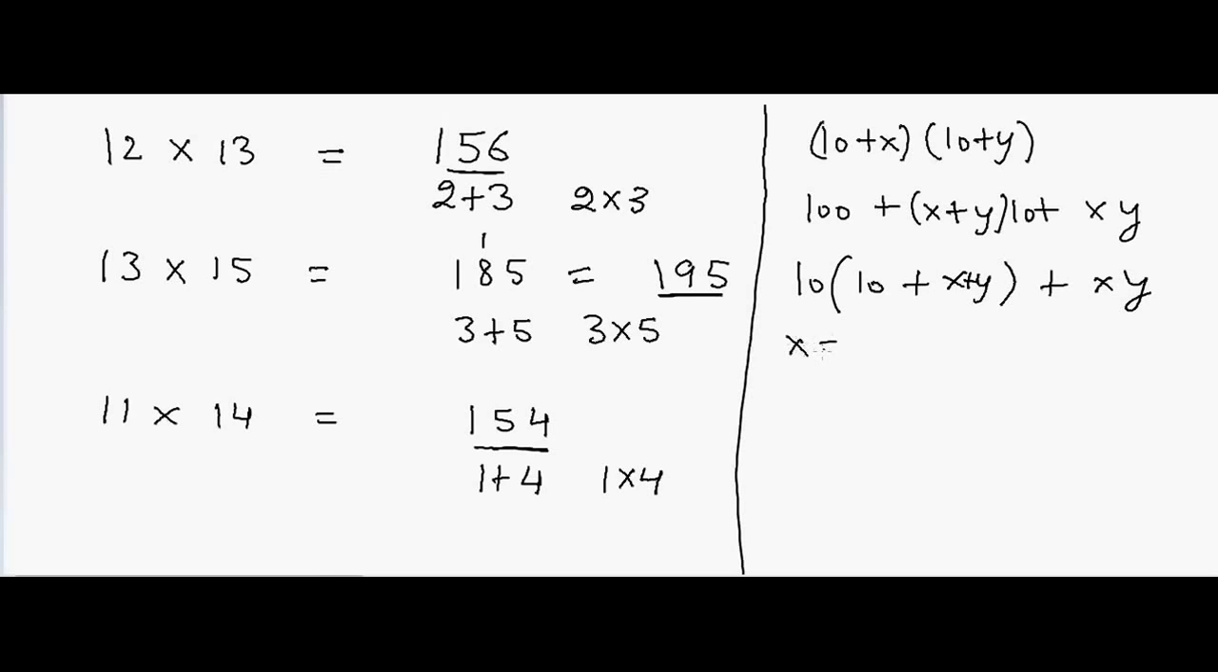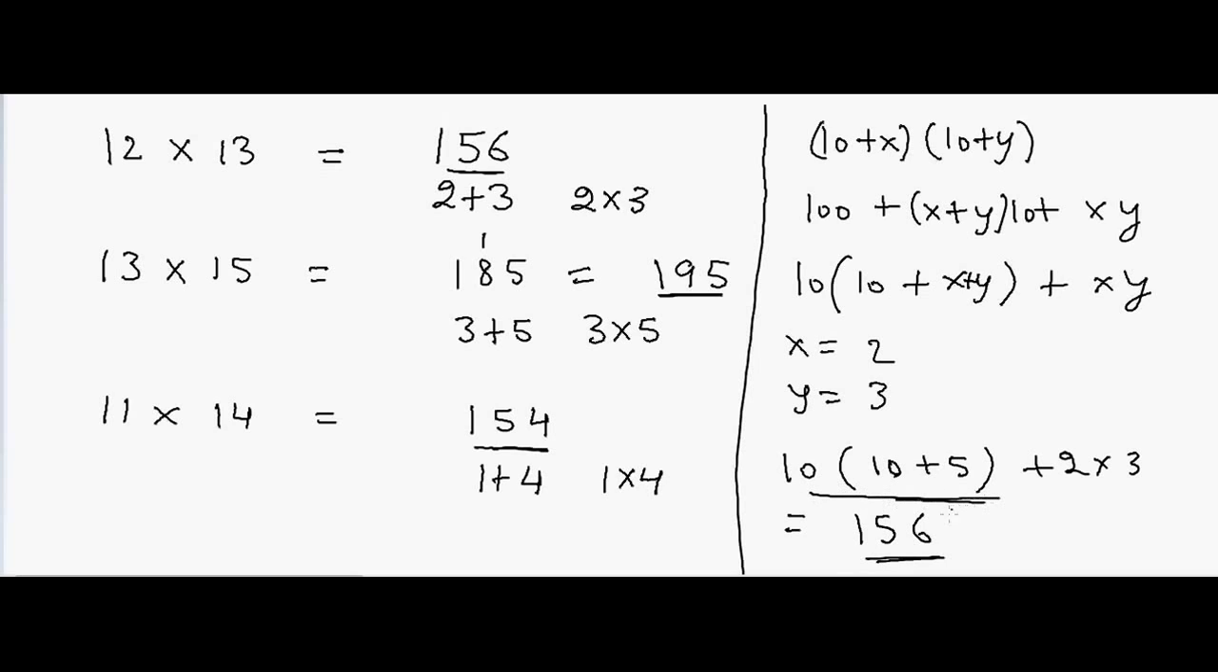So if x is equal to 2 and y is equal to 3, you can see it will be equal to 10 into 0 plus 5 plus 2 into 3. So that will give me 15 and then 6. So it will go to the 10th place. That's how this trick works.